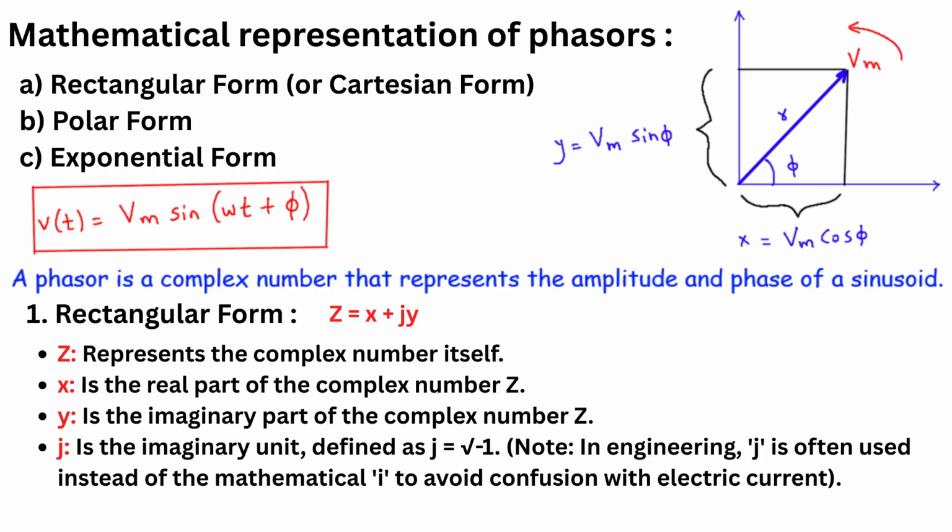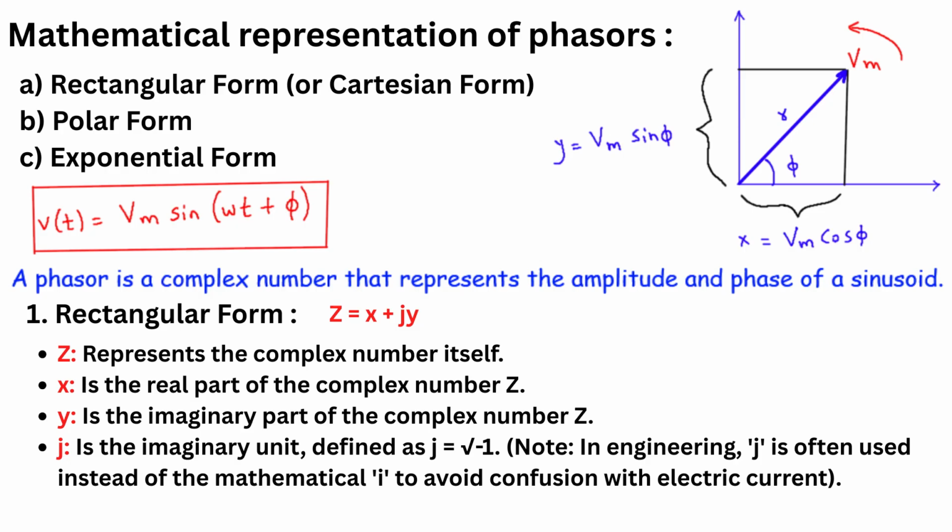So let's tie it all together. We begin with a real-world, time-varying signal like a voltage wave. To simplify our analysis, we transform it into a phasor. A phasor is a snapshot that captures the wave's two key characteristics, its amplitude and its phase. The rectangular form, z equals x plus jy, is one way to write this phasor down. It describes the phasor in terms of its horizontal, real, and vertical, imaginary, components.